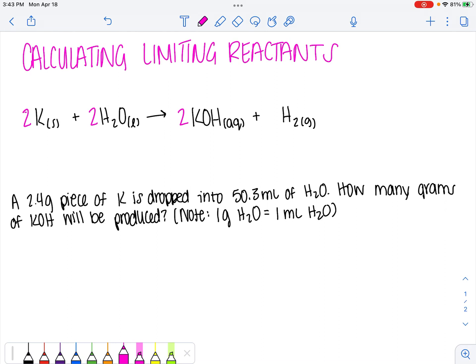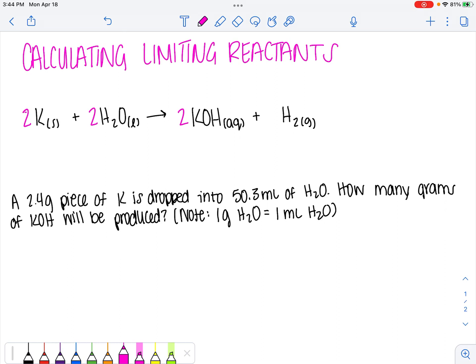So now that we have the balanced chemical reaction equation, we can start using it to determine which reactant's going to run out first. Is it the potassium or is it the water? So let's say you have a 2.4 gram piece of potassium and you drop it into 50.3 milliliters of water. This makes sense for the measurements to be given in this way because potassium is a solid, so you would measure that in grams. But water we don't really often measure in grams. We use a graduated cylinder to measure out a volume of the liquid. So they're giving us here the volume of the water we'd have, 50.3 milliliters.